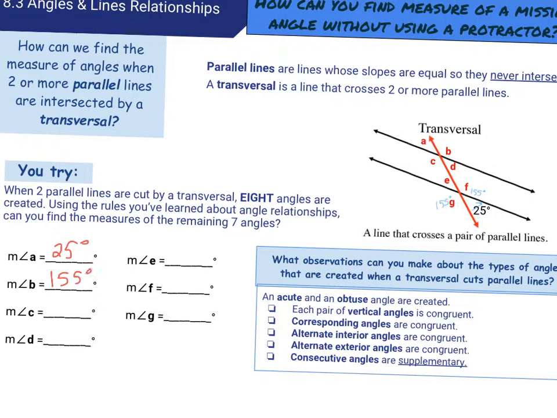Angle C, which is obtuse, measures 155. Angle D, which is acute, measures 25. Angle E, which is acute and is also across, vertical, from the 25 degrees, is 25 degrees. Angle F, which is the obtuse angle that is adjacent to the 25, next to it, has to be 155. And angle G is also 155.